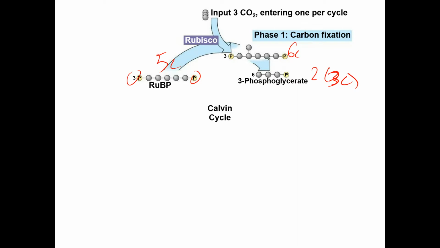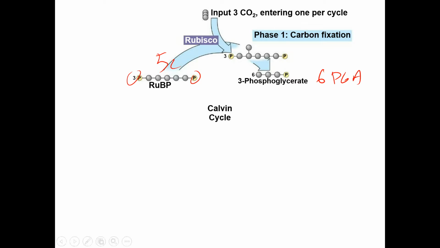Now, notice here, they have 3 CO2 molecules entering and 3 RuBP molecules entering, so you're forming 3 6 carbon intermediates that split into 6 3 carbon intermediates. So you can get 6 PGA molecules, or 3-phosphoglycerate molecules.